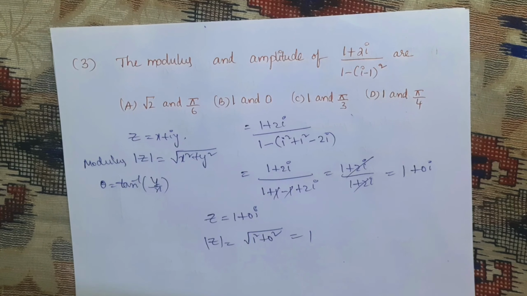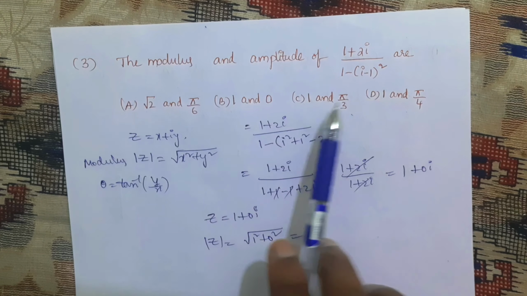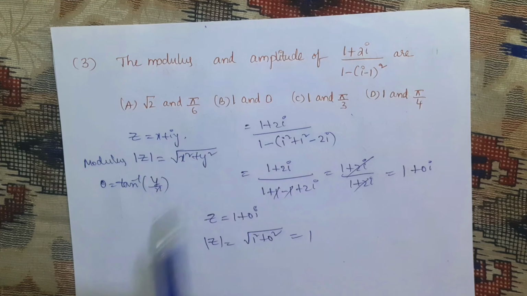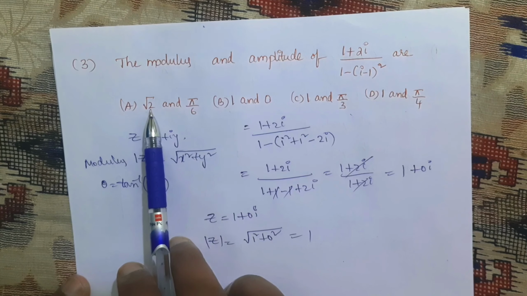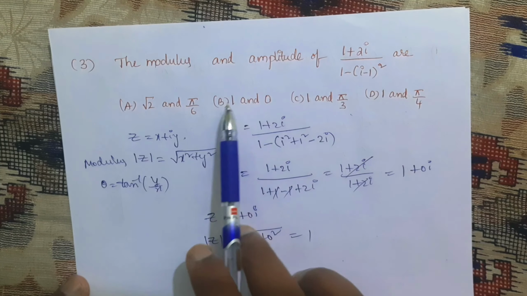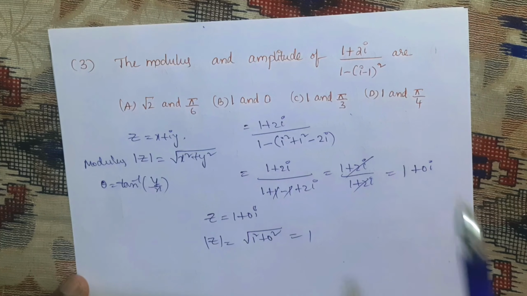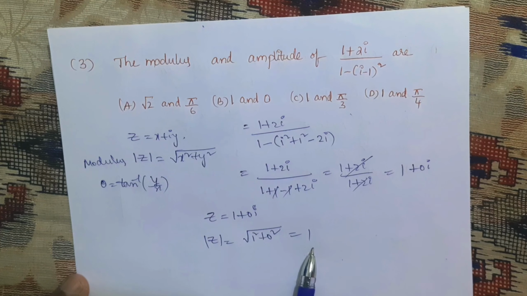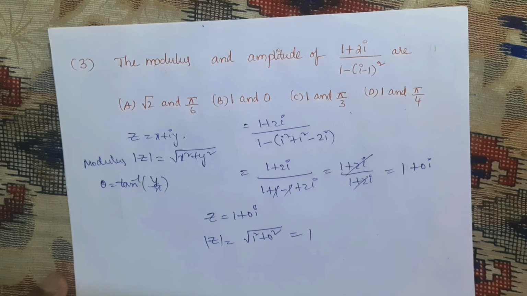Now we observe which options we have. B, C, D. Again we need to find amplitude. But out of all the options, if it is root 2, 1, root 3 and root 2 like that, if 1 is there for only one option, then that you need to tick. But here we have 3 options with modulus as 1. So again you need to find that amplitude.